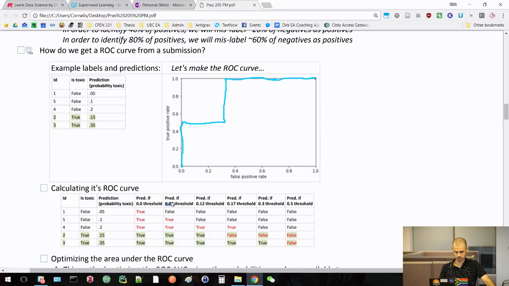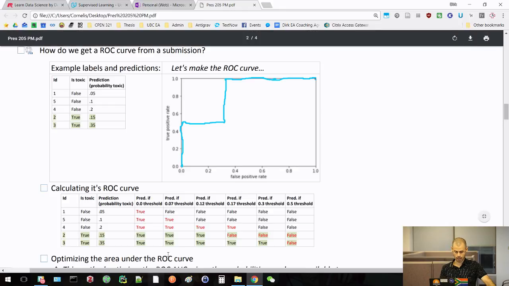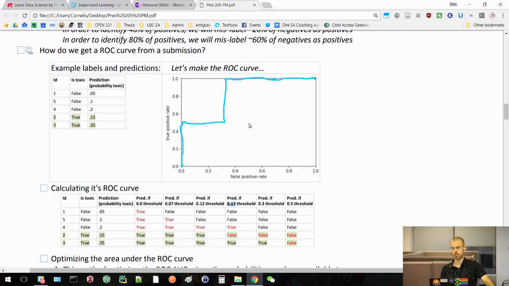So if you change your threshold to 7%, now this one doesn't have a high enough probability, so we predict that it's false now. So we've got three false ones, and we only predicted two of them to be true, so our false positive rate goes down to 66%, which is around here, and we still have 100% true positive rate. So that gives us this point. Then we increase the threshold again, and our false positive rate goes down to 33%. True positive is still 100%, so we get this point. We raise it again. Now we lose one of our true positives. It becomes false at this threshold. So our true positive rate becomes 50% now. Our false positive rate is still 33%. So we get this point, and then this point, and then this point. And so we get this whole curve, which is very jagged because we only have 5 data points.